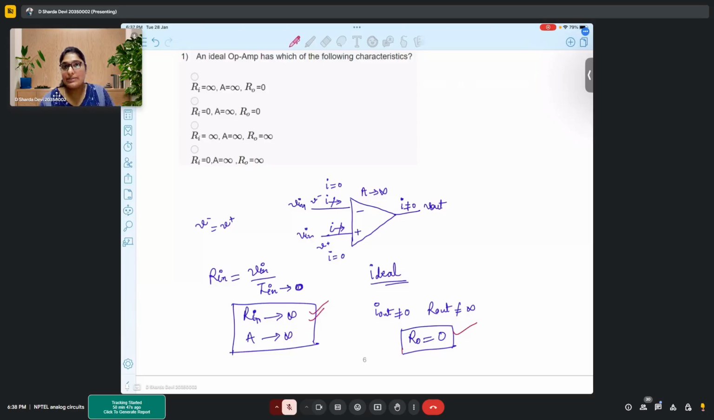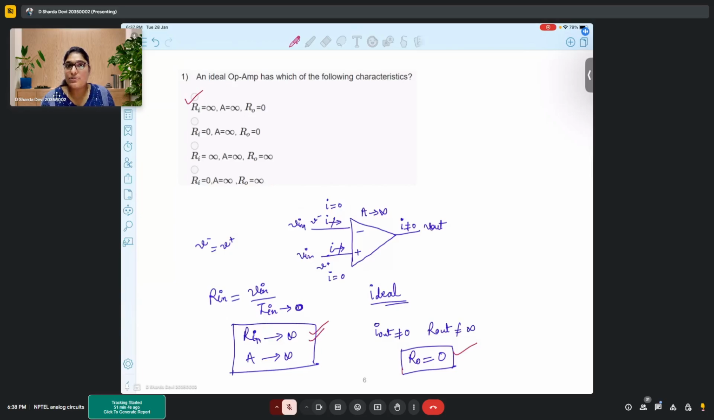Okay? So these are the three things that you'll observe in an ideal op-amp. Is this clear? Are these resistance conditions clear to everyone? Any doubts in this? No, right? Okay. So your first question is done and the option is A, that is Ri is infinity, A is infinity and Ro is 0.